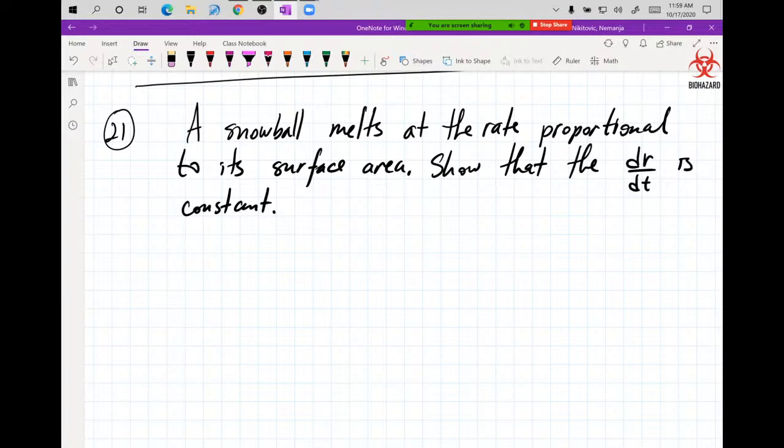So, rate of change. All right, so we have our surface area, which I'm going to call A, as 4 pi r squared. That was something we talked about before. I have it up there in the list of formulas. And now we also see that the snowball melts at a rate proportional to its surface area.